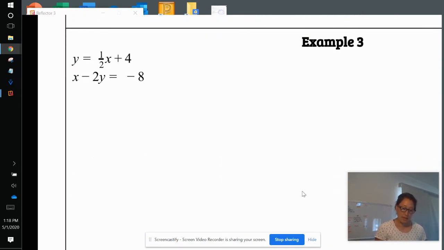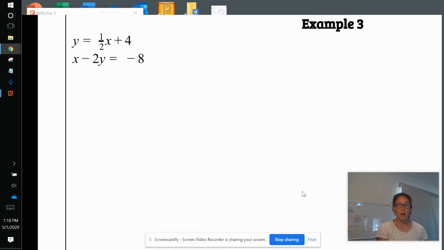All right, next up. You need to pause and try this one on your own. Okay, that's how we learn. You pause, try it on your own, then we're going to check your work. All right, so is one of the equations isolated for x or y? Yes, the top is isolated for y. So that's what I'm going to plug in to this y value here.